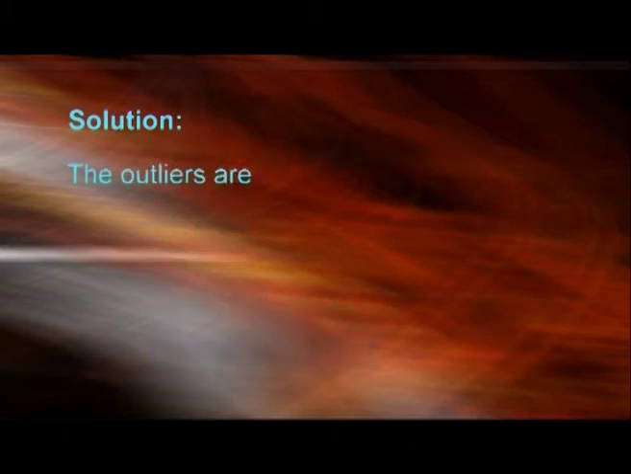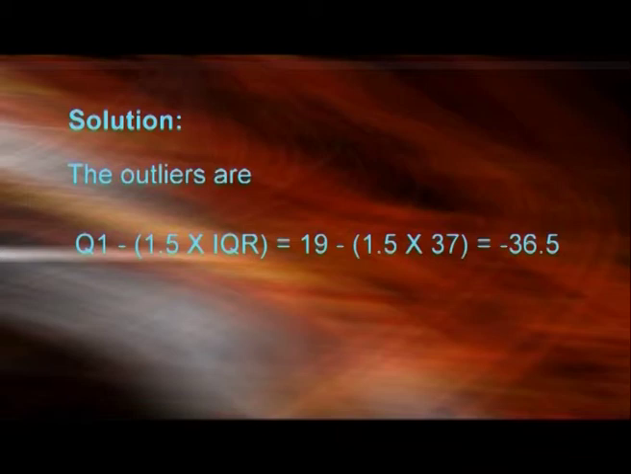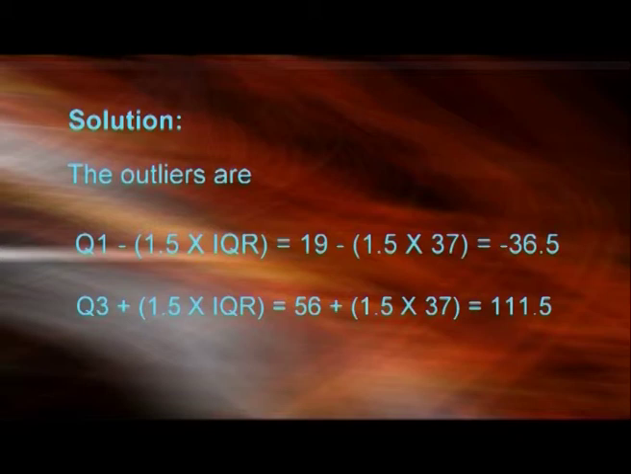The outliers are Q1 minus 1.5 times IQR, which is equal to 19 minus 1.5 times 37, which equals minus 36.5. Q3 plus 1.5 times IQR, which is equal to 56 plus 1.5 times 37 equals 111.5. Therefore, any values falling below minus 36.5 or above 111.5 are not found in the given data.